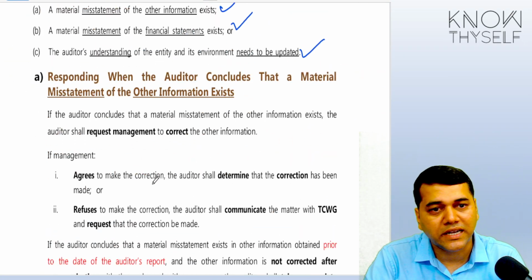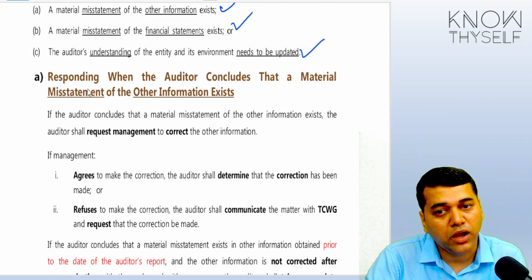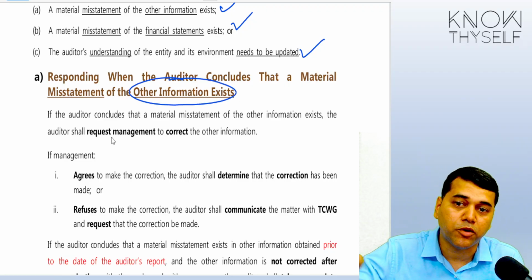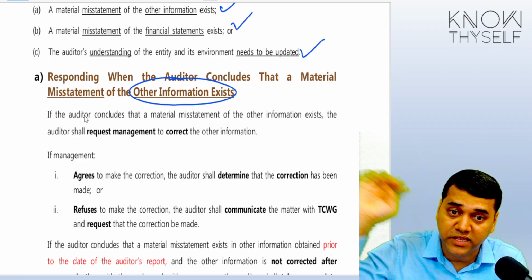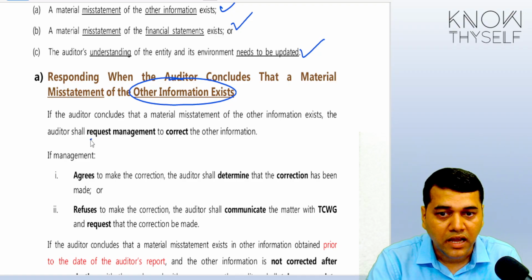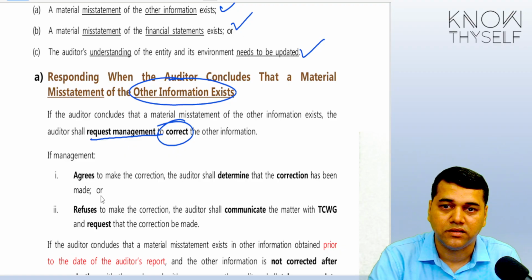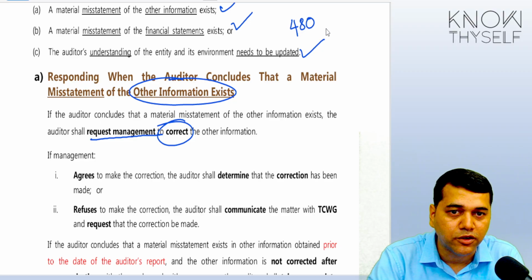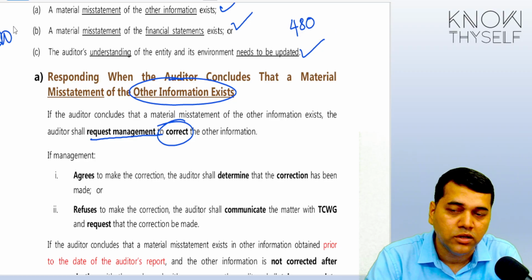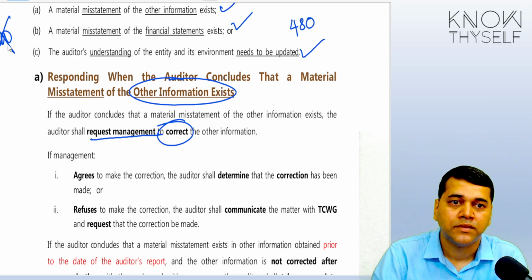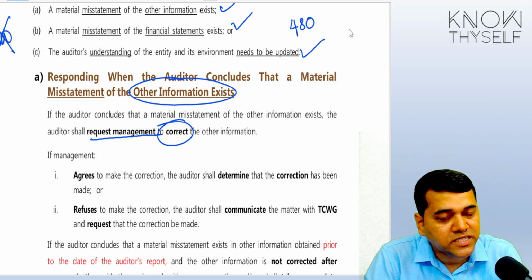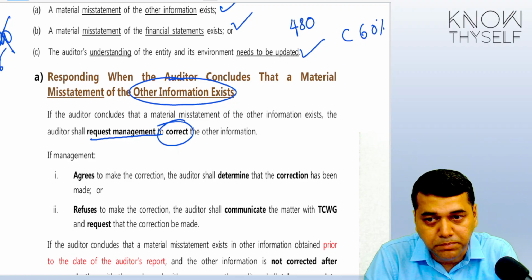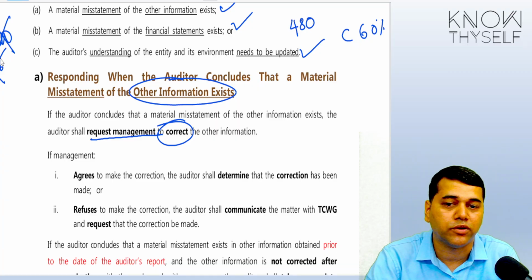Now let us take the first scenario where you have got a problem with the other information. That means the problem is not with your financial statement. The problem is with the annual report. First thing, ask management to please correct it. You tell them, sir, the actual financial statement shows revenue of 480 crore, you are telling 500 crore, which is wrong, please correct. Sir, as per my understanding segment C is 60%, but you are telling segment A is 60%. Please correct that print mistake or whatever.